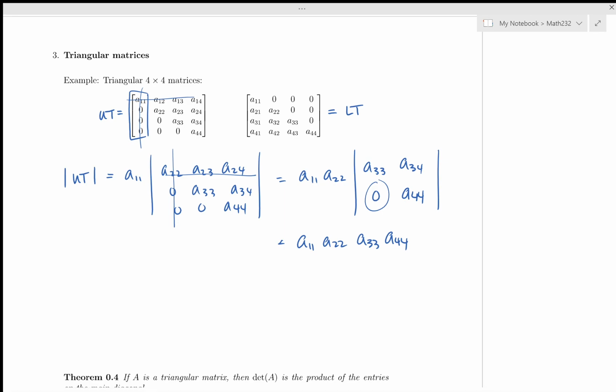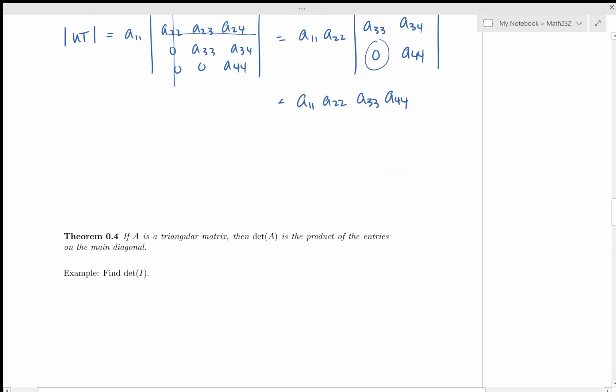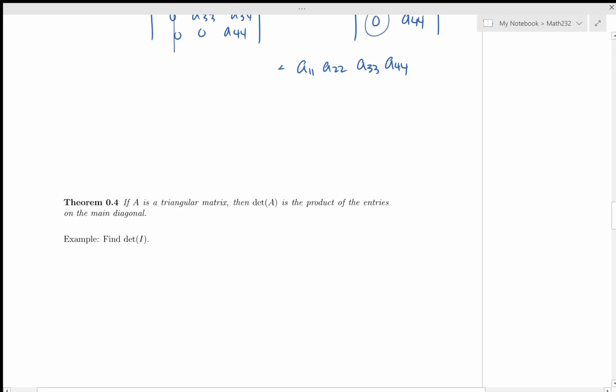So just write out the same thing for the lower triangular. Exactly the same thing happens. You do the cofactor expansion along the first row. Okay. So triangular matrices are nice in terms of finding their determinant. It's very fast.